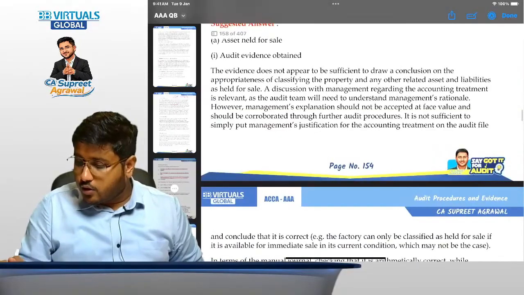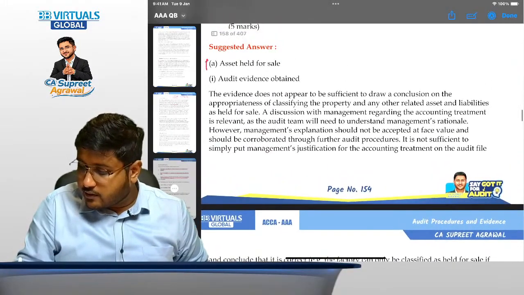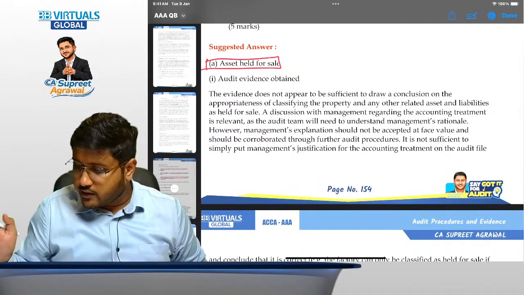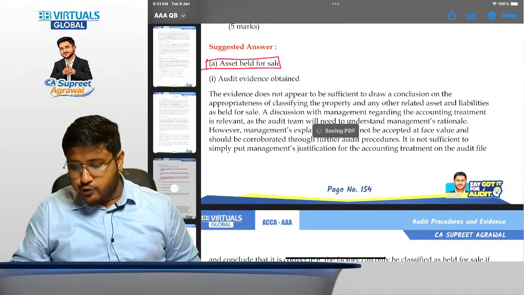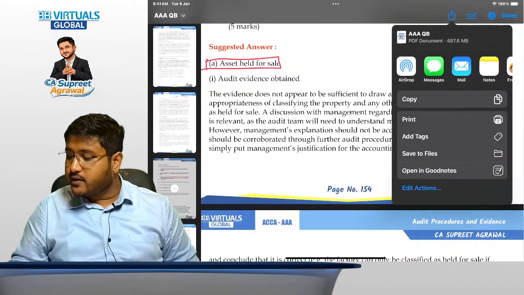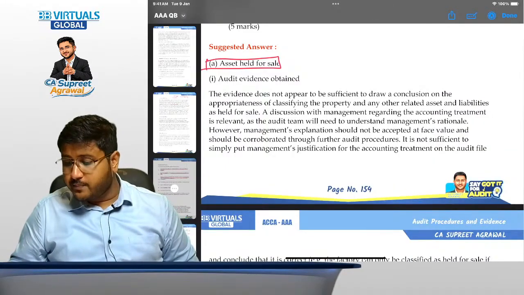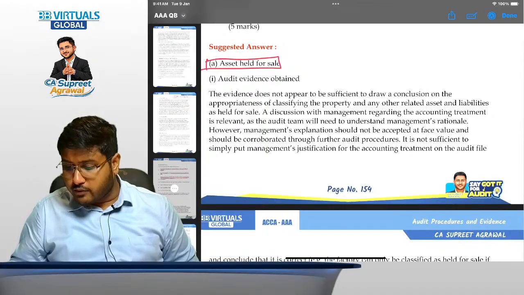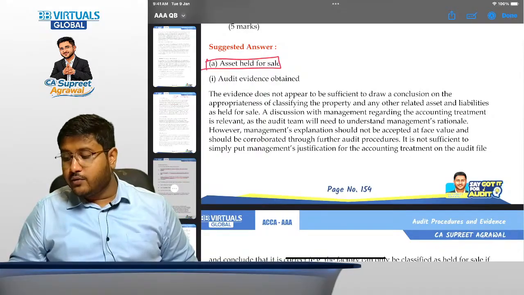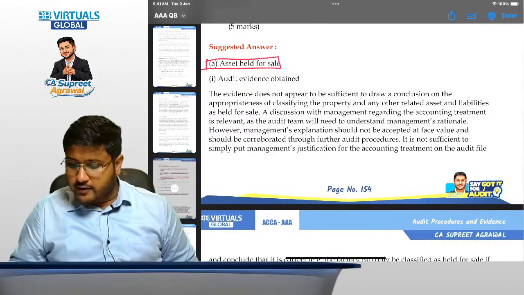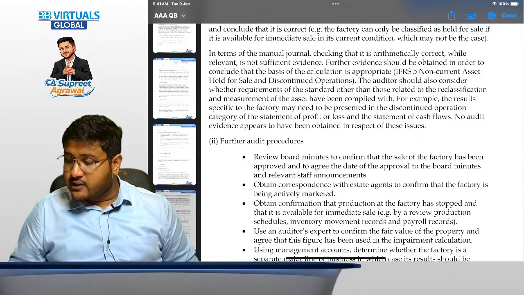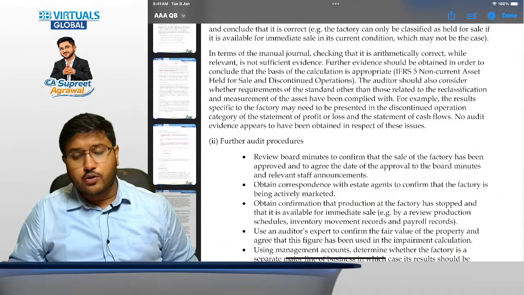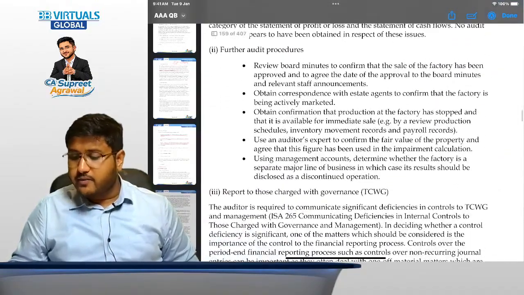So assets held for sale, okay, this one is the point. Now, audit evidence obtained. The evidence does not appear to be sufficient to draw a conclusion on the appropriateness of classifying the property and any other related assets and liabilities as held for sale. A discussion with the management regarding the accounting treatment is relevant, as the audit team will need to understand management's rationale. However, management's explanation should not be accepted at face value, like we have discussed. Okay. Now, in terms of the manual journal, checking that it is arithmetically correct, while relevant, is not sufficient evidence. This is also something that we have discussed.